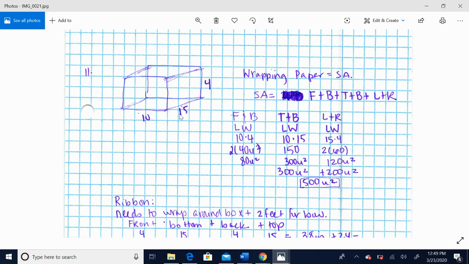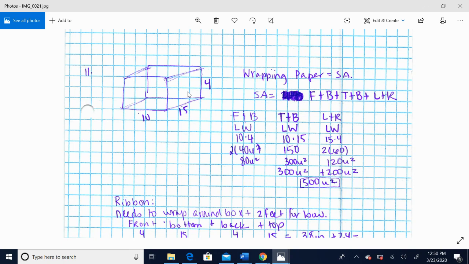Now if I wanted to go this way, I would have to go up 4 inches, across 10, down 4, and across another 10. So I would have 8 plus 20, which would be 28. So I have 38 and 28. If I add those two together, that should be the total amount of ribbon that I would be using here, which should be about 66 inches. If we add 2 feet for the bow, we get 90 inches of ribbon.